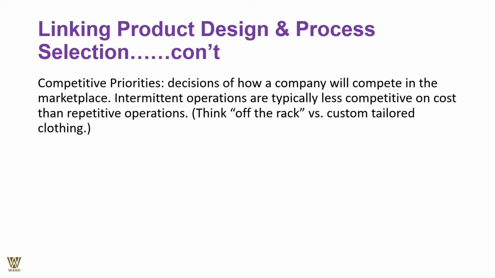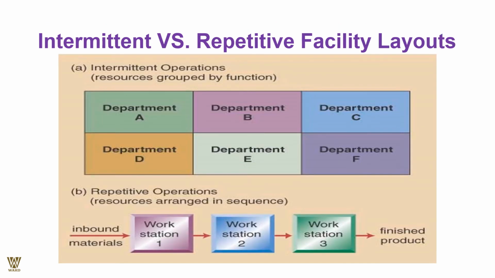The competitive priorities: the decision on how a company will compete in a marketplace. Intermediate operations are typically less competitive on cost than repetitive operations. Why? Because, believe it or not, repetitive operations are manufacturing on a large scale. They have their fixed cost and variable cost taken care of. In fact, they are playing the business on economies of scale. On the other hand, intermediate businesses are working on customization, so they will be pricing a little bit higher. So that is what links product design and process selection.